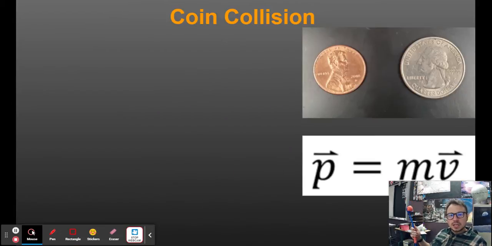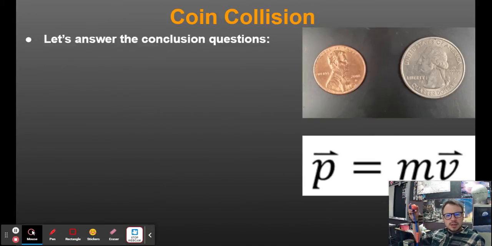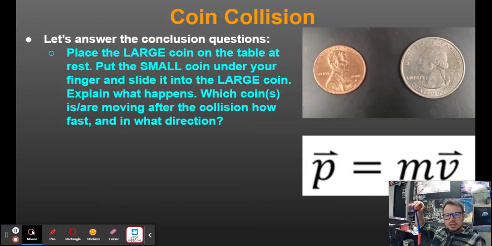So now let's answer this question. What happens to momentum during a collision? So in order to do this, we're sort of switching gears, getting ready for next week. So this video is going to help you complete that lab activity. This is called coin collision. So in this one, it's going to be pretty simple. All you need to do is have a small coin and a large coin, right? Doesn't matter what it is.